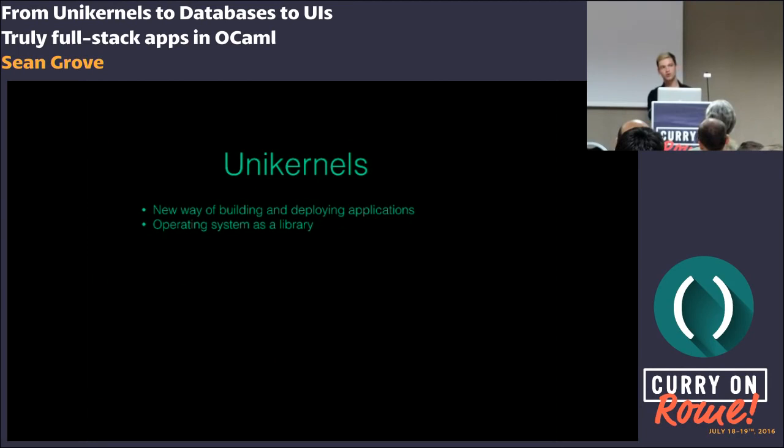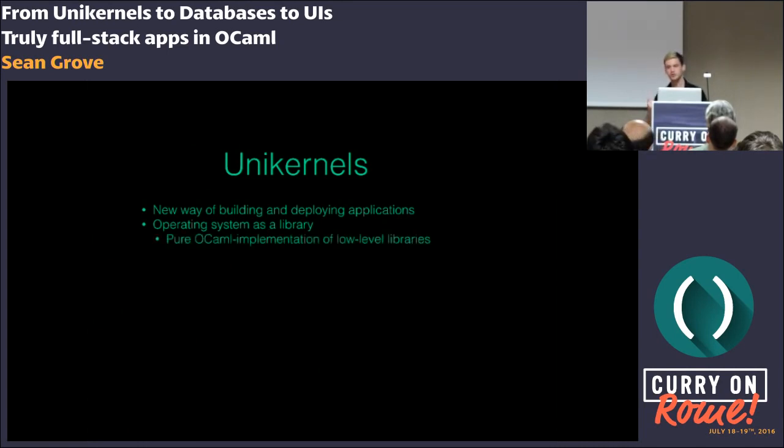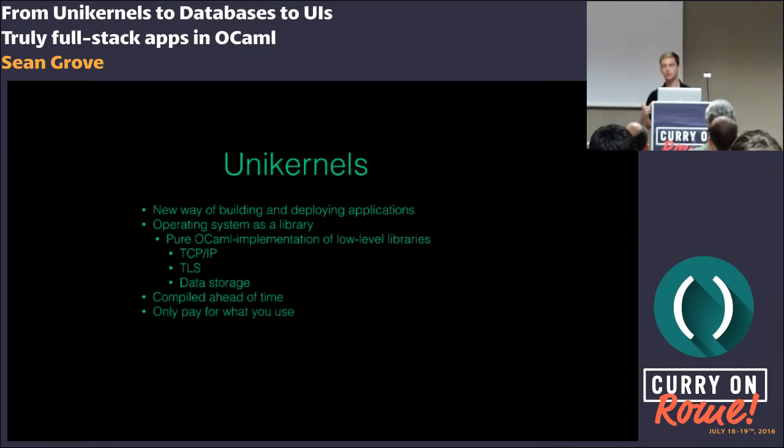We're going to say, well, we're going to write an entire operating system in OCaml, but as a library. And at compile time, you only pull in the libraries that you actually need. Right? So if you need a TCP stack, we'll pull that in. But if you don't, we don't put that in. And that's actually very, very difficult to do with traditional kernels. So this means that there are a lot of pure OCaml implementations of very low-level system libraries, things like TCP stacks, implementation of TLS, different forms of data storage. Your application will compile ahead of time, and you only pay for what you use.